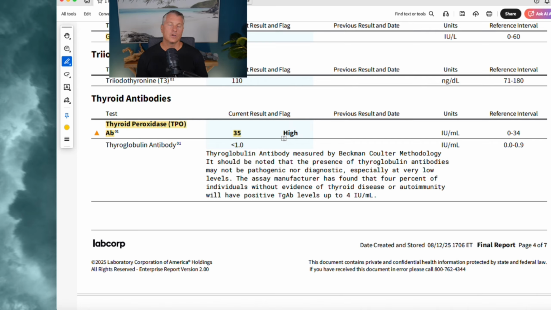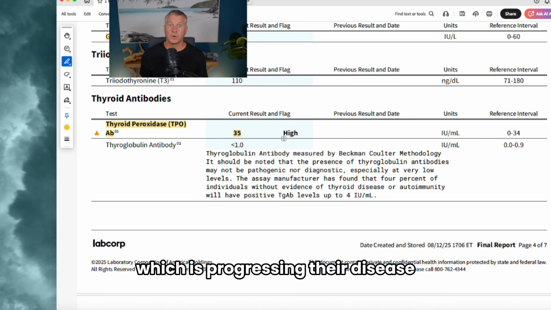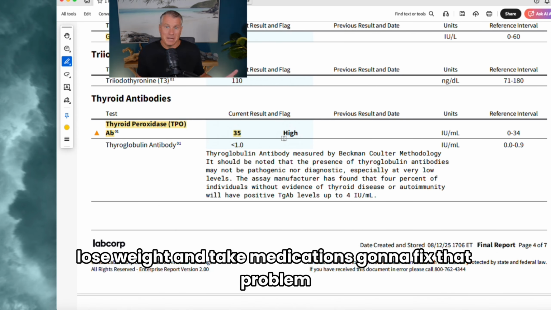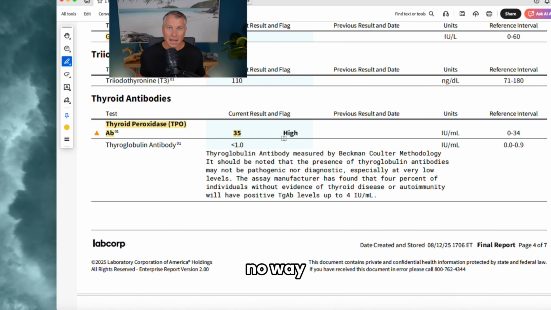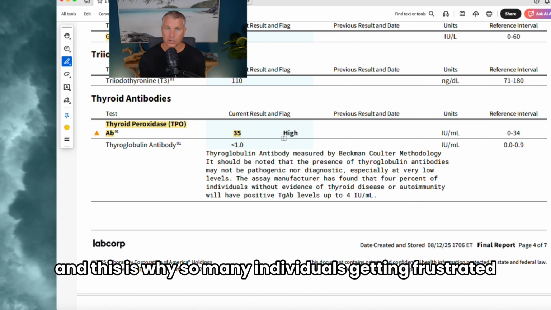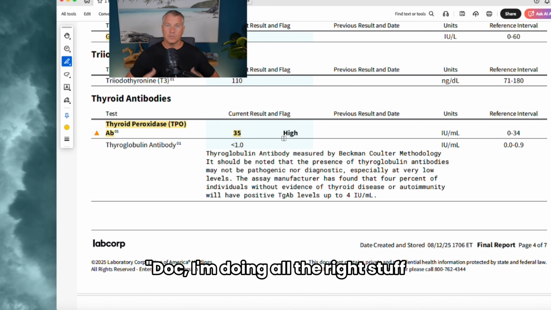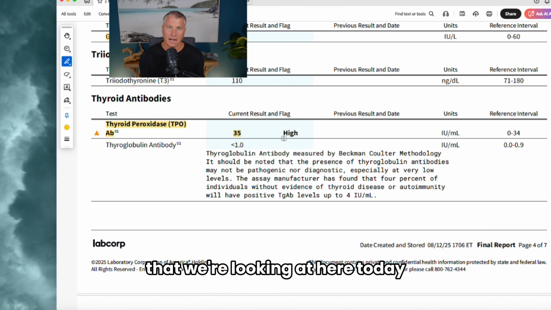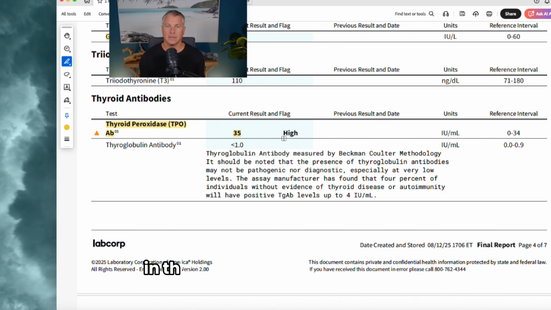So here's why it's so important. If the immune system is already attacking this individual's thyroid, is it possible that it could be attacking their own cells? Of course it can. So if it's attacking their own cells, the immune system is actually driving the cellular disease process, which is progressing their disease. Do you think if they just eat better, exercise, lose weight, and take medication is going to fix that problem? No way. And this is why so many individuals get frustrated, why we see so many people saying, Doc, I'm doing all the right stuff, I'm just getting worse. Because these underlying problems that we're looking at here today are not being identified in the traditional medical model.